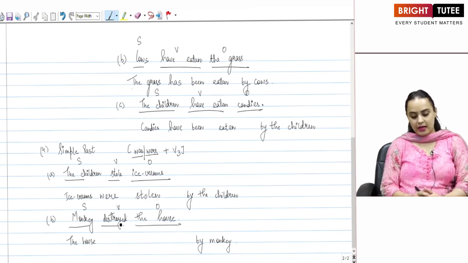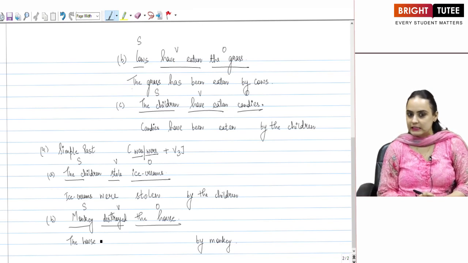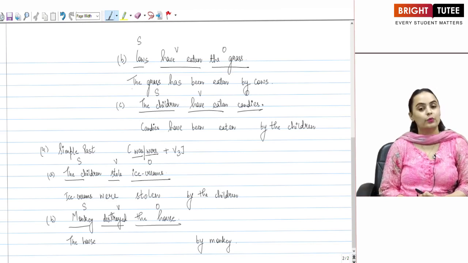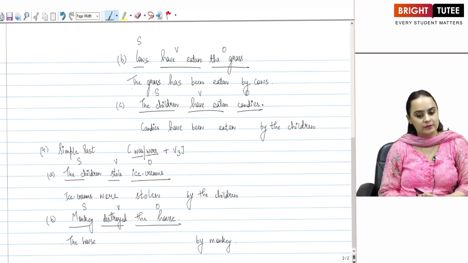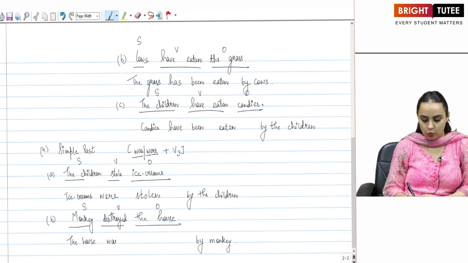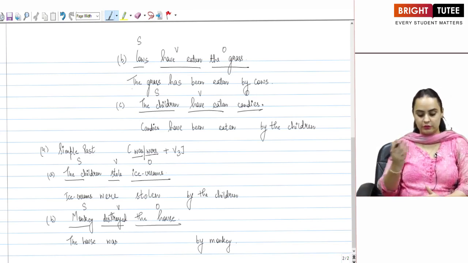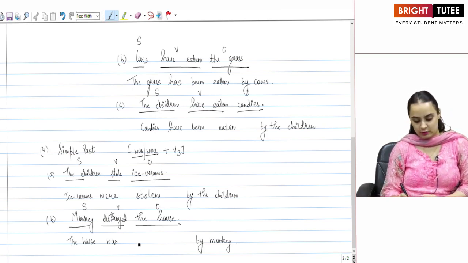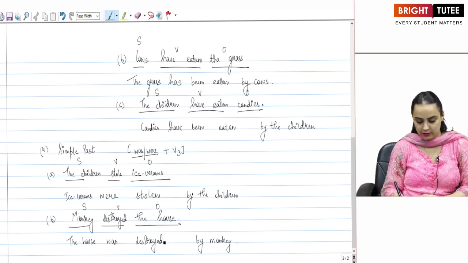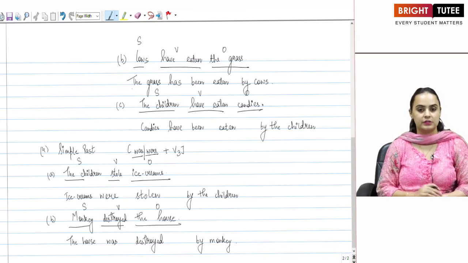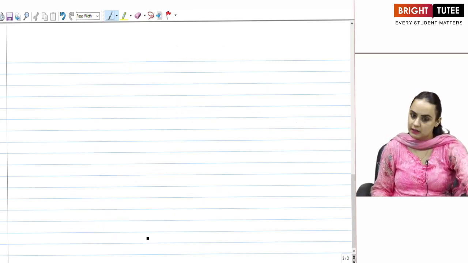Destroyed. Now, what is my subject in this sentence? The house. The house is singular or plural? It is singular. Which helping verb are we going to use with the house? We will use was. And what do we add next? Third form of the verb, which is destroyed only. So, my sentence becomes, the house was destroyed by monkey.